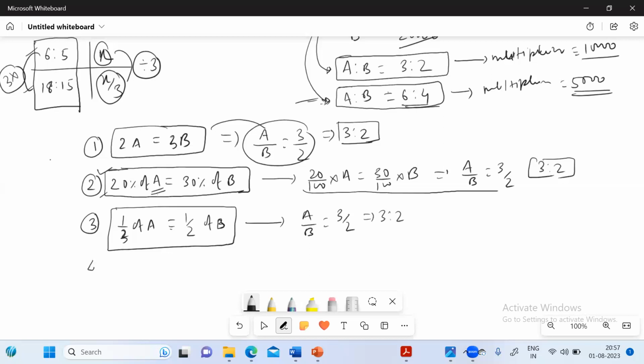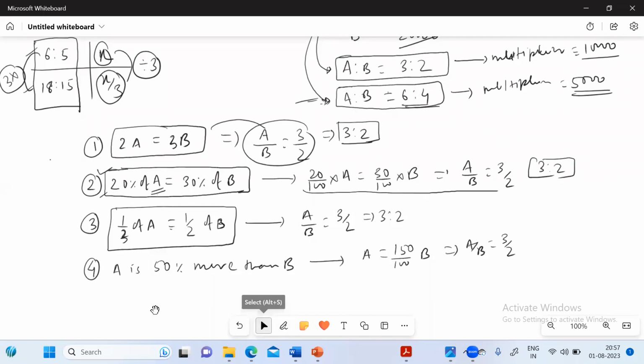I can also say that A is 50% more than B. So this is also a statement which can be given instead of a ratio, where we'll have to convert this into ratio. And if A is 50% more than B, then A is 150% of B. That means A by B is equal to 3 by 2.